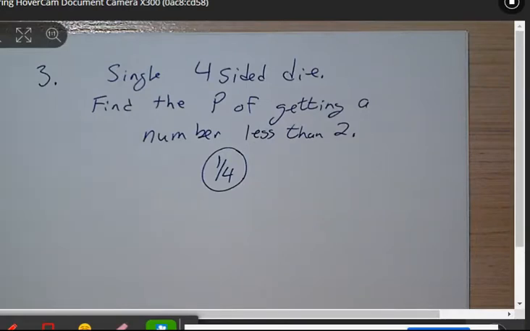Okay, and again, this is just a sample question. It could be finding a number that's less than 3 or greater than or equal to 4, but they'll give you some number and you'll just have to go through it.